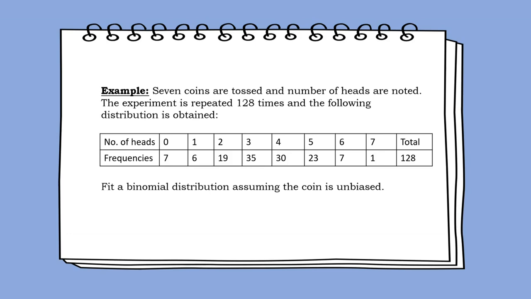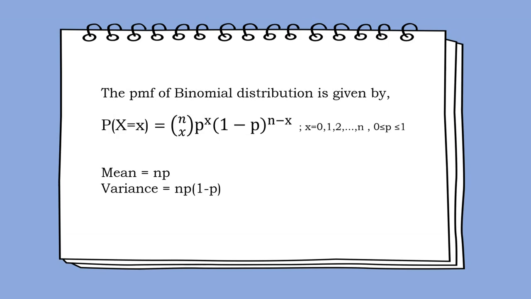Now let us see the PMF of binomial distribution. The PMF of binomial distribution is given by P(x) = nCx p^x (1 - p)^(n - x). The mean is np and the variance is np(1 - p). Now let us see the Python codes to fit the binomial distribution.